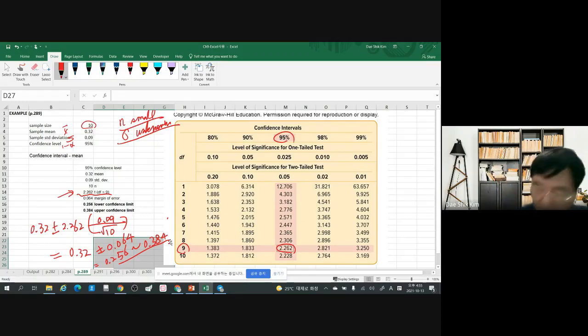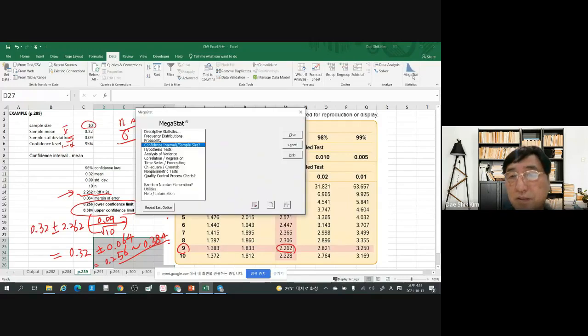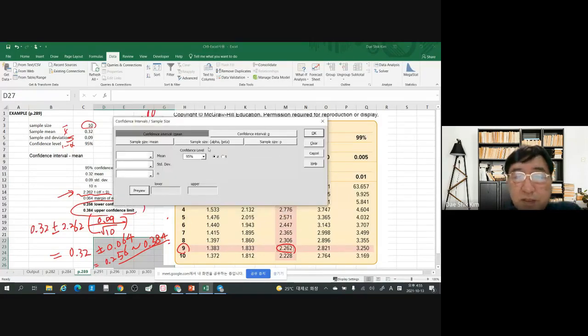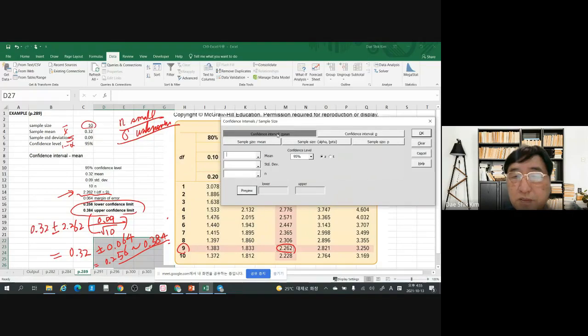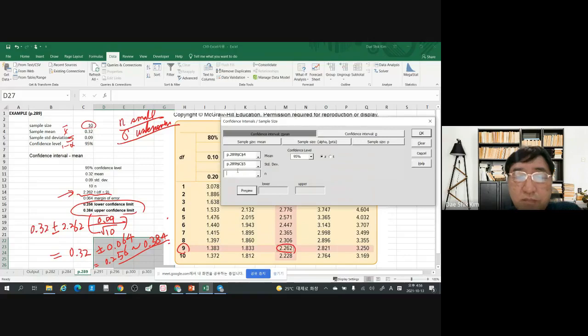The same thing can be calculated by Excel. How to do it? I will demonstrate. Data, then MegaStat, and the confidence interval. Now it is a confidence interval for the mean. Yes, the mean we have calculated is here. Standard deviation, we have the sample standard deviation, and sample size n equals this 10.